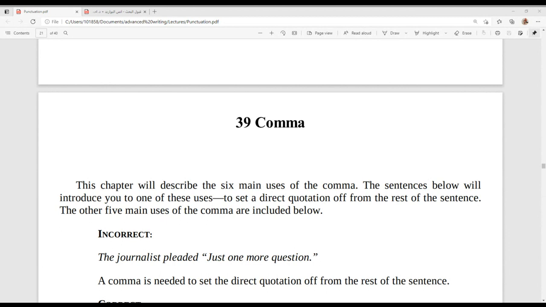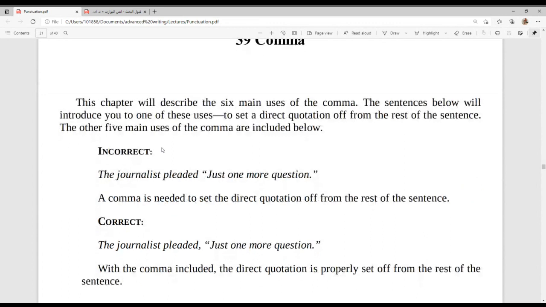Now, the comma is very important, as I said last time. The shape of the comma. In this section, inshallah, we are going to talk about the major uses of the comma and how to use it correctly and appropriately. Look at this example here: the journalist pleaded, just one more question. So a comma is needed to set the direct quotation off from the rest of the sentence. All of us sometimes use the direct quotation without using the comma. We have to use the comma here.